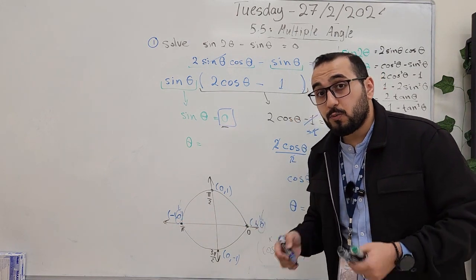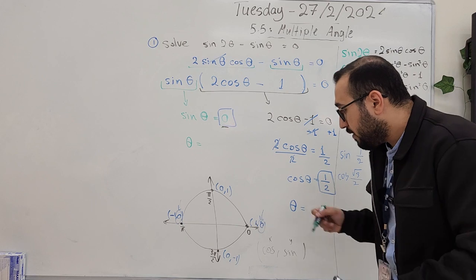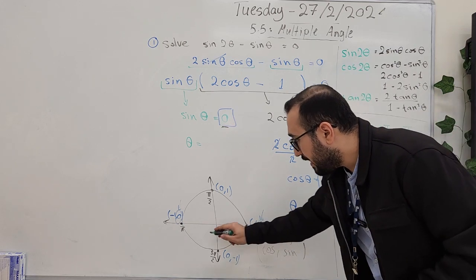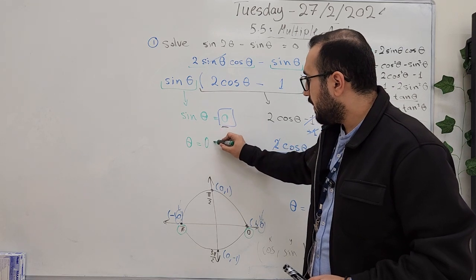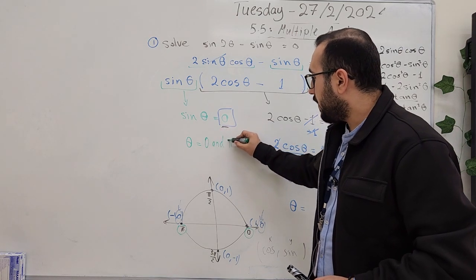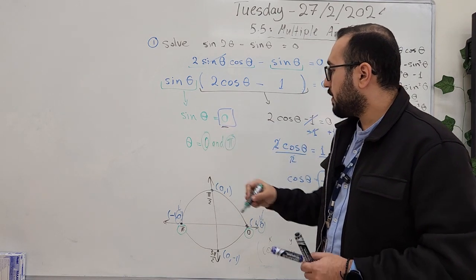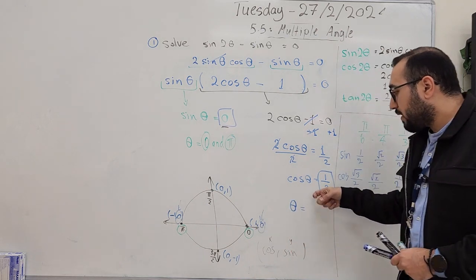At which point, which radian? It's at 0 and pi. So the answer here is 0 and pi. This is how you can find the answer. Now let's find the cosine.